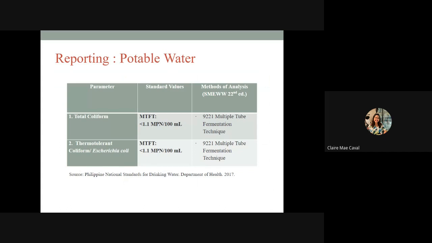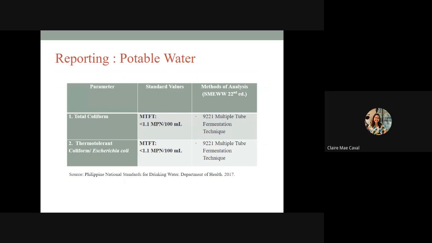So these are the standard values for drinking water. Again, from the PNSDW, it should be less than 1.1 MPN per 100 ml for both total and fecal coliform. And these are the accepted methods of analysis: the multiple tube fermentation technique. Also, as I already showed in the membrane filtration technique discussion, among the accepted methods of analysis, the membrane filtration technique is also allowed, and the multiple tube fermentation technique is also allowed.